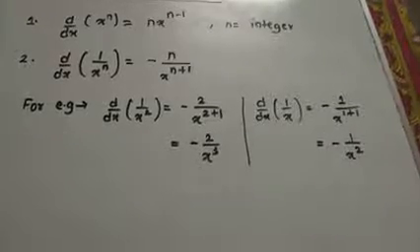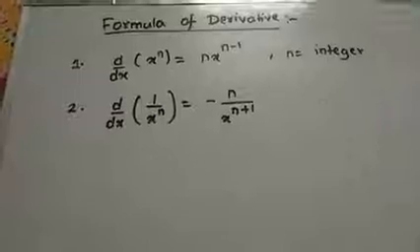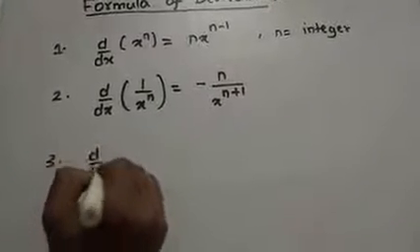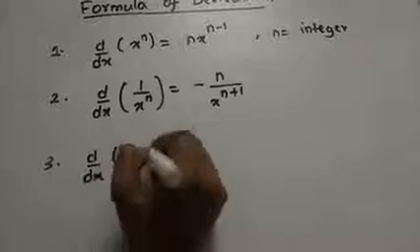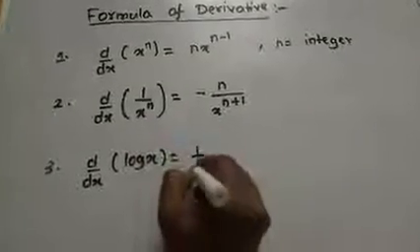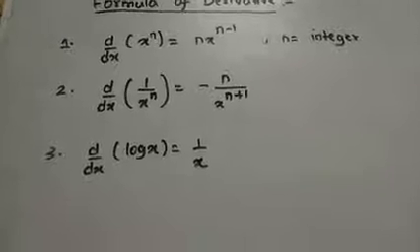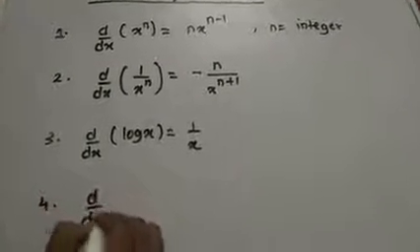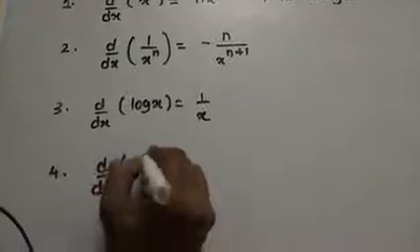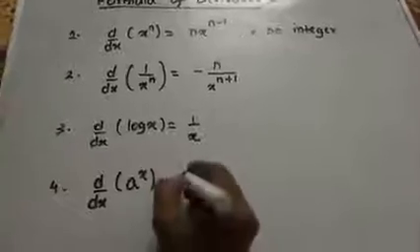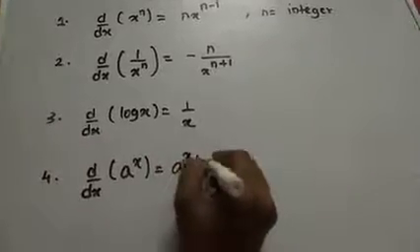Okay, then the next formula is d dx of log x. Remember, d dx of log x is 1 by x. Formula number 4, d dx of a to the power x. The formula is a to the power x log a.